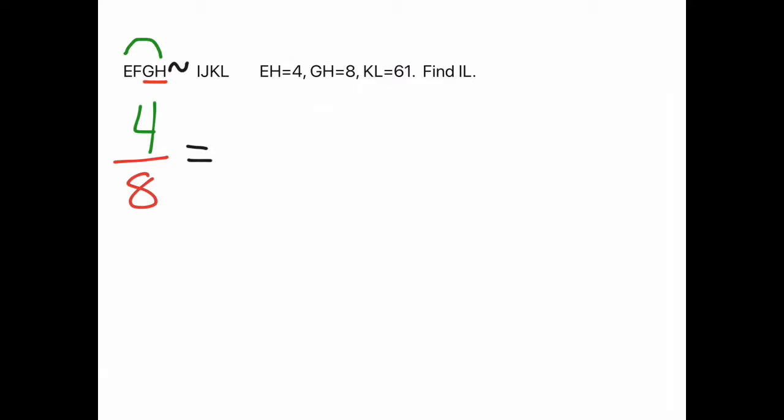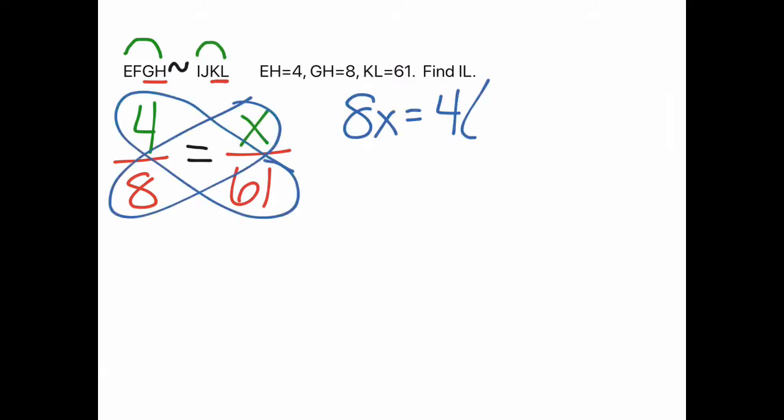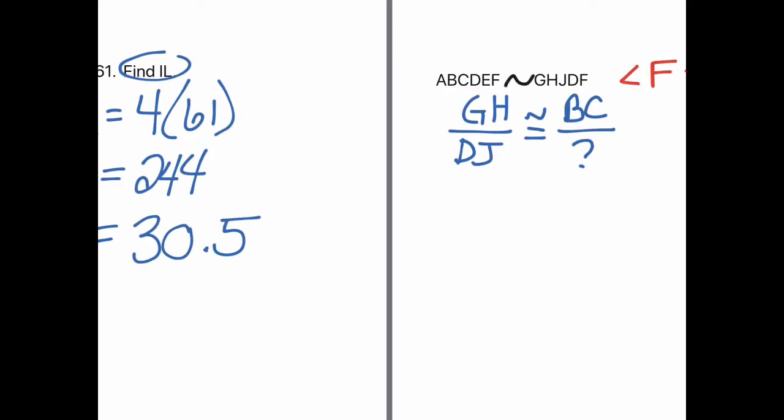So they also give us KL here, which is in the same position as the red GH was in, so we'll put 61 here. And for IL, it's in the same position as the green, so we will put that in the same position there. And then we'll solve this using our cross product property. So 8x equals 4 times 61. And when you solve, we get x is 30.5, so IL is 30.5.